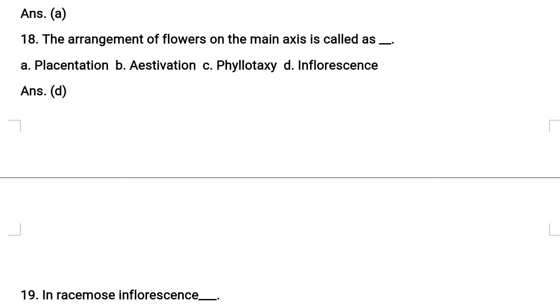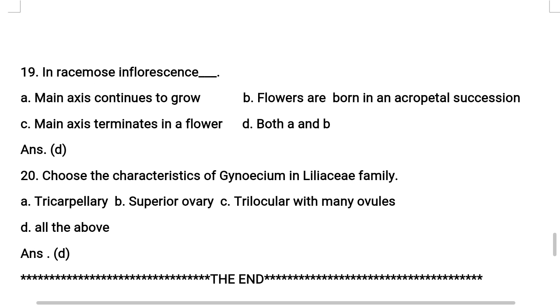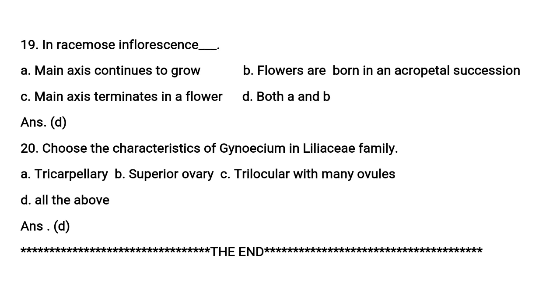I will repeat this definition once again completely. Please make a note. The arrangement of flowers on the main axis is called as inflorescence. This can also be said in this way: the arrangement of flowers on the floral axis is called as inflorescence. Understood? So the correct option for this question is option D. Next, 19th question. In racemose inflorescence, what kind of characteristics can be noticed?